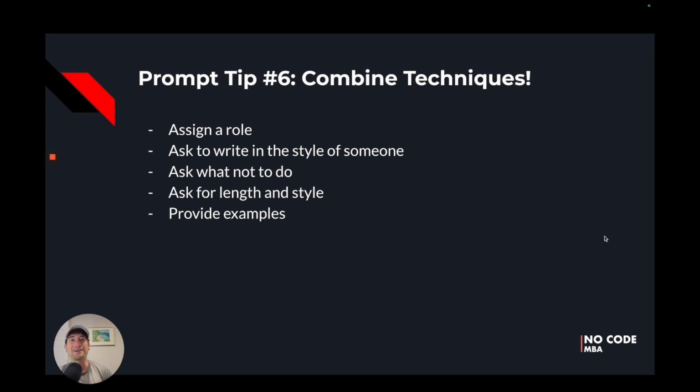Okay, next is combining techniques. And this is where these techniques can become really powerful. So just as an example, you can assign a role. You can ask it to write in the style of someone. You can tell it what not to do. You can give it a length and style and provide examples. So everything that I just talked about, you can put into one prompt to really refine the output that you're going to get.